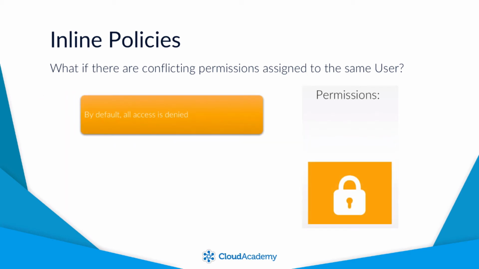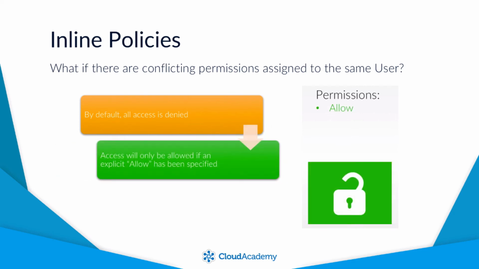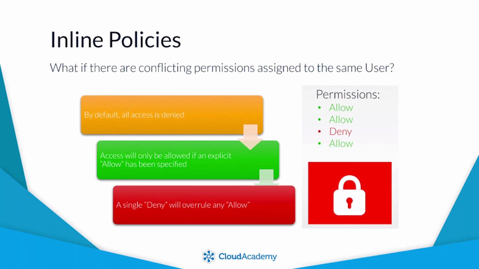By default, all access to a resource is denied. Access will only be allowed if an explicit allow has been specified within a policy associated with an identity. If a single deny exists within any policy associated to the same identity against the same resource, then that deny will override any previous allow that may exist for the same resource and action. An explicit deny will always take precedence over an explicit allow.